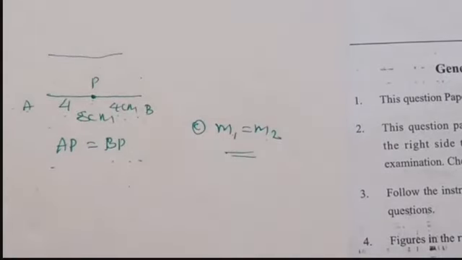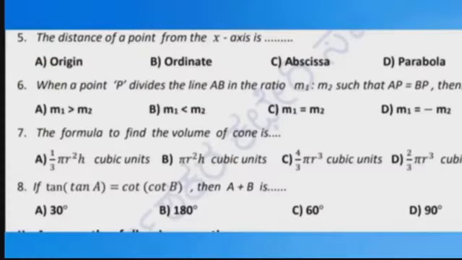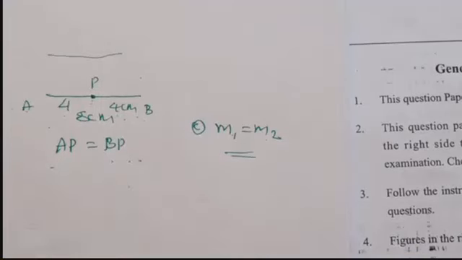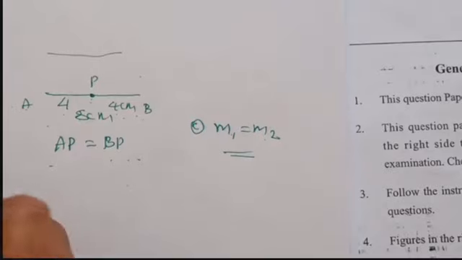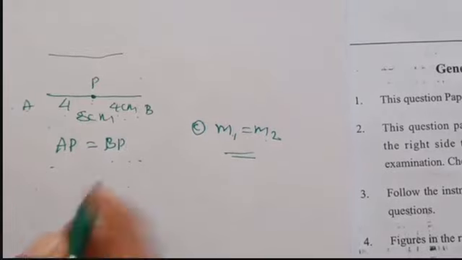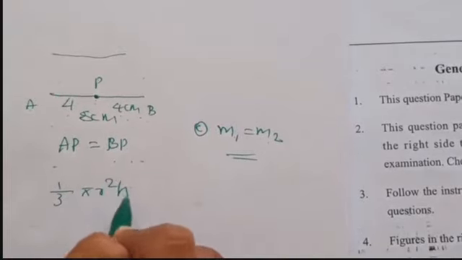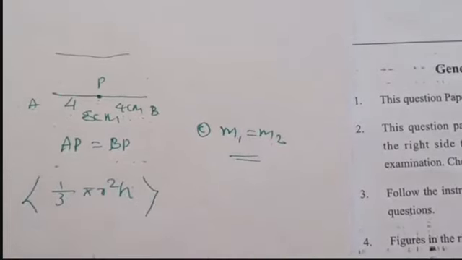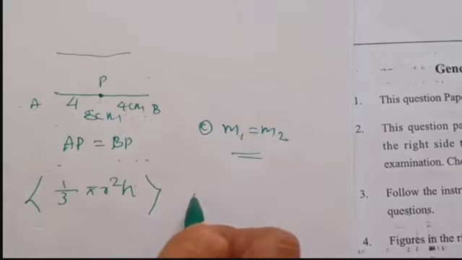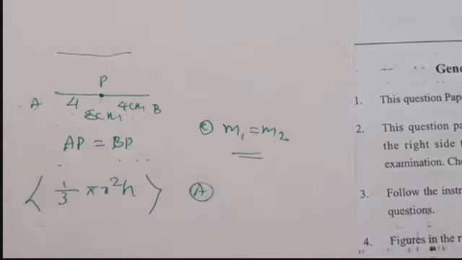Okay, so this is the answer for the next question. Next question, the 7th one. The formula to find the volume of a cone. So what is the formula to find the volume of a cone? It's simple. 1 by 3 pi r square h. This is the formula to find the volume of a cone. So which option is correct? The first option is correct, 1 by 3 pi r square h. So A option you need to shade.